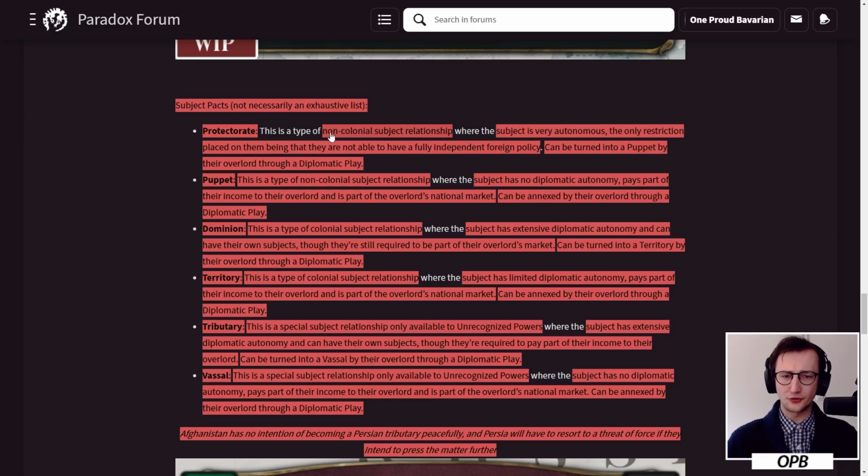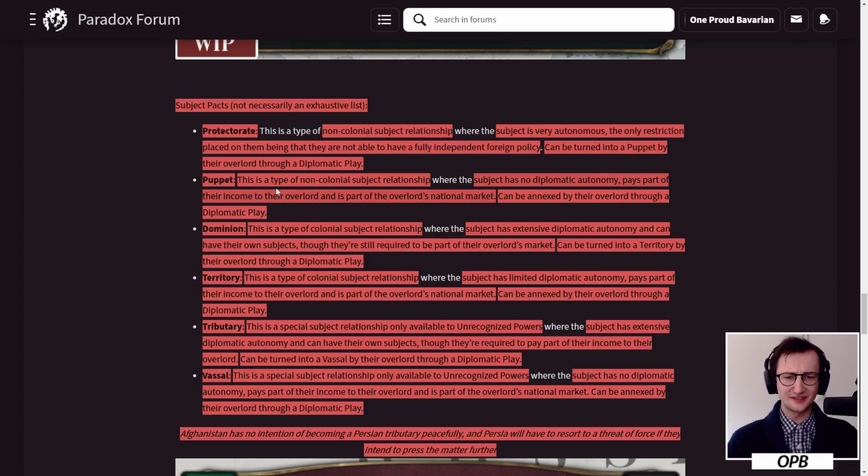Let's take a look at this. Protectorates are non-colonial subject relationships. The subject is very autonomous, the only restriction placed on them being that they are not able to have a fully independent foreign policy, and they can be turned into a puppet by their overlord through a diplomatic play. So it starts with protectorates. For example, hey, I don't know, Prussia says, Belgium, you are now my protectorate.